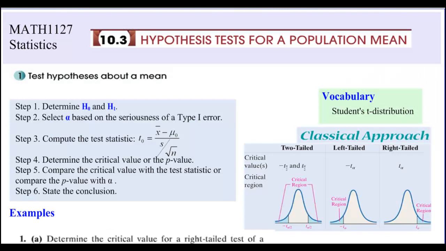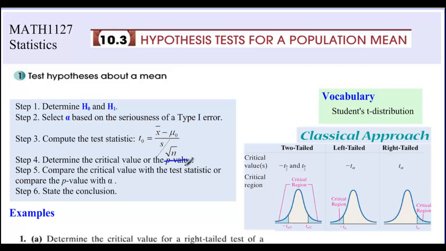All right, so let's actually start working through it. We need to determine our null and alternative hypotheses. We're going to pick an alpha based on the seriousness of a type 1 error, and again, that'll normally be given to us. We're going to compute our test statistic, or our t naught. We're going to determine the critical value or the p-value, and in this case, critical value. We're not going to worry with p-values.